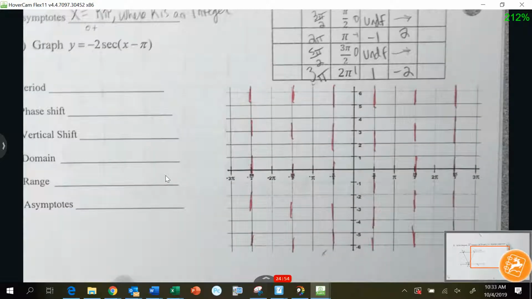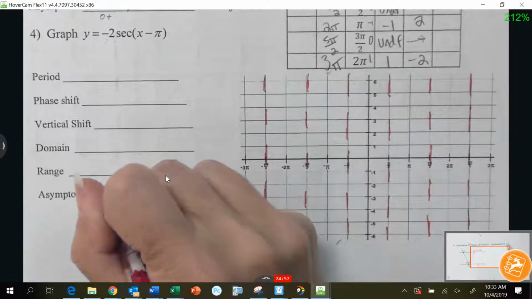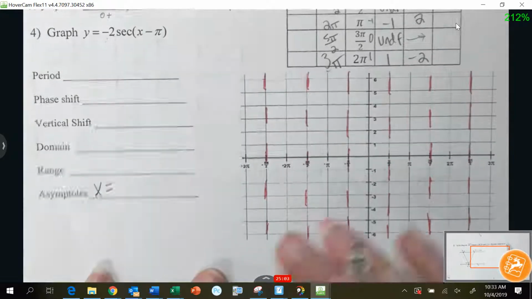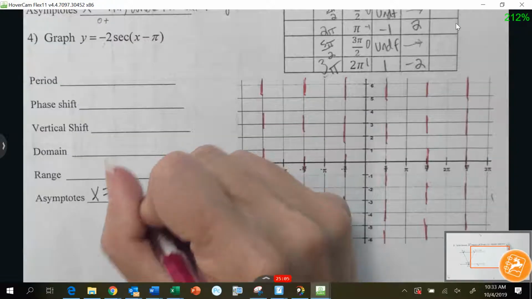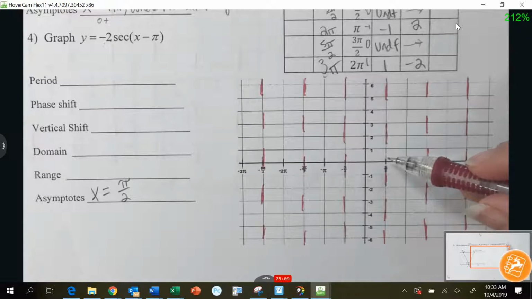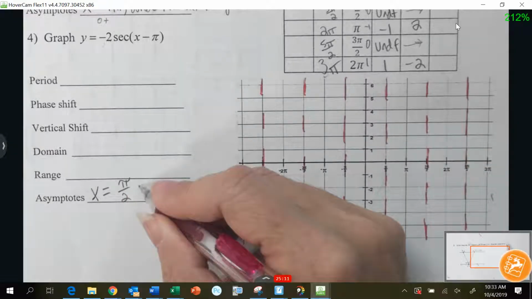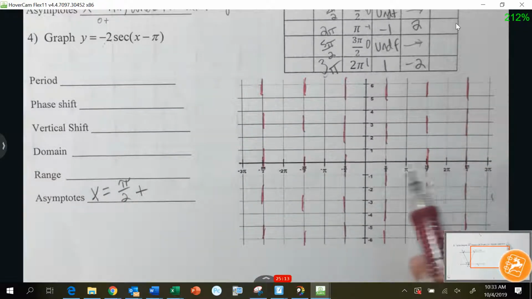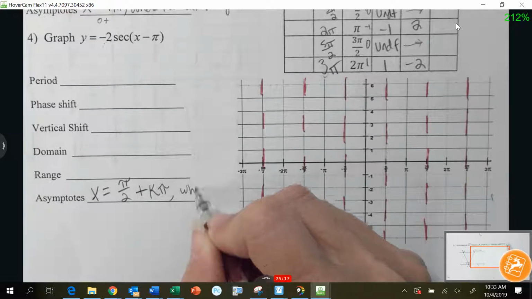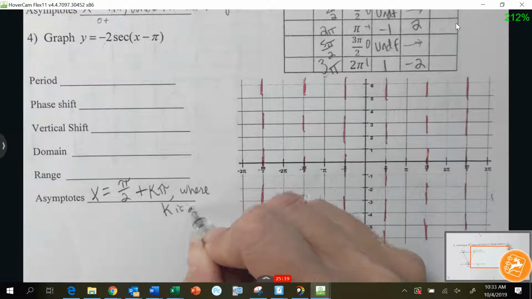So where do my asymptotes begin? X equals, what's the smallest asymptote that is not negative? Pi over 2. And we get that by looking at the graph. Plus, how far apart are they? So k pi, where k is an integer.